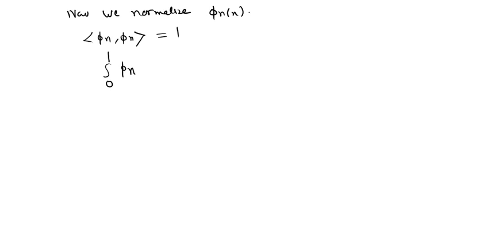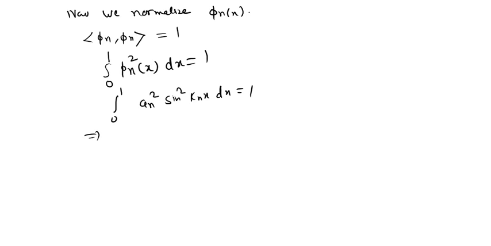So now we normalize phi n x. Normalize means the inner product of phi n with phi n will be 1. This means the integral of phi n times phi n, so phi n square dx, equals 1. Just fit the value of phi n, so this is a n square sine square kn x dx equal to 1. Okay, so integrate.